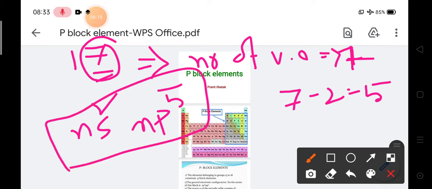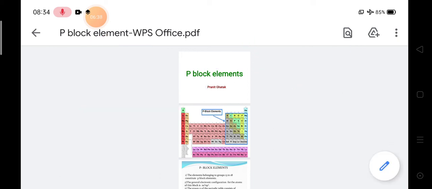So this is the way by which you can easily do the electronic configuration, that is, the valence shell electronic configuration of any p block group. Okay, so please remember this trick. You will not find this trick in any book or any other lecture video. Okay, so please take a note of that as well.